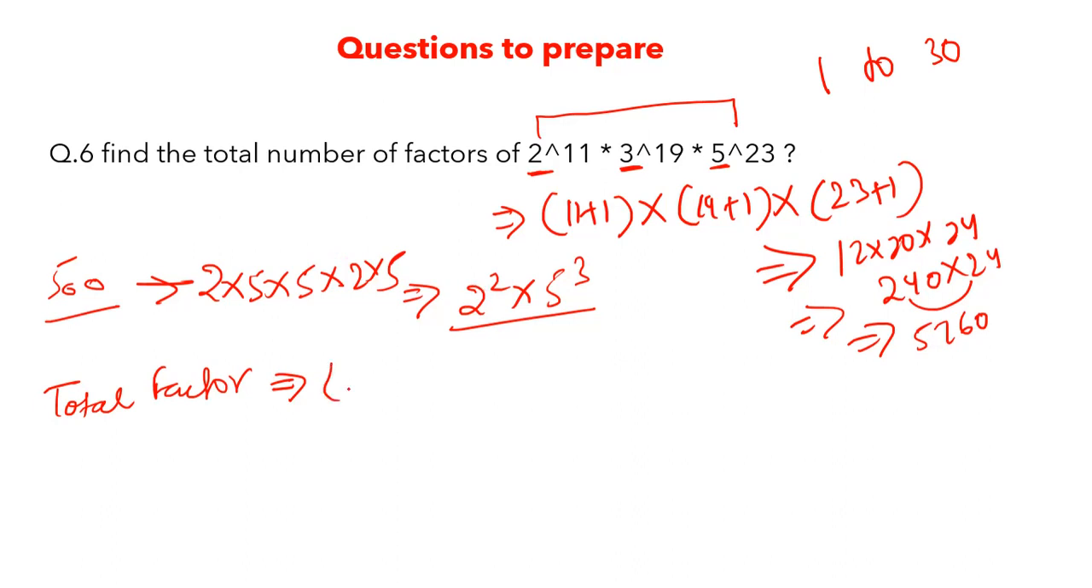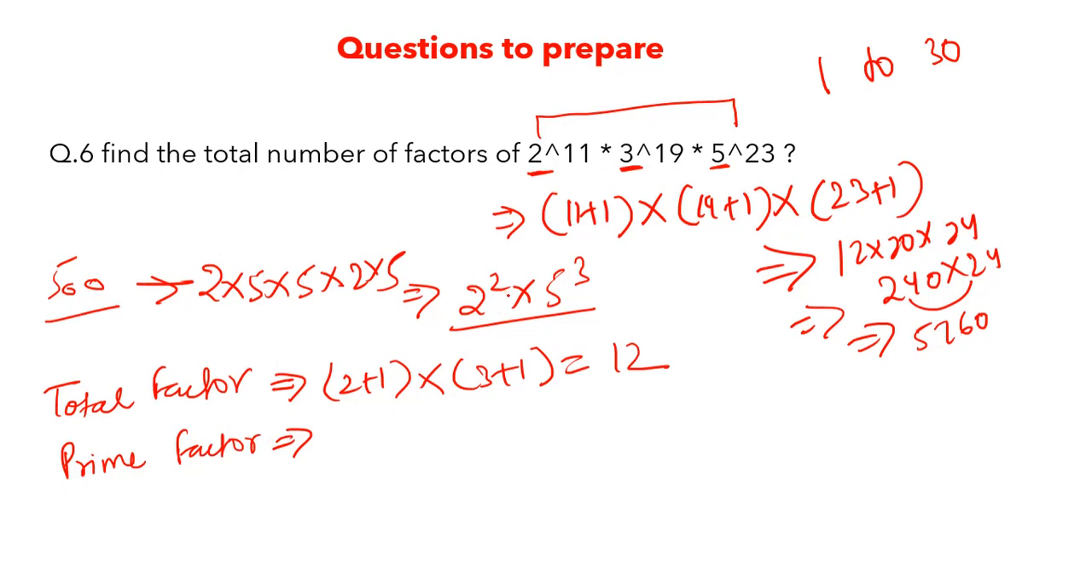So just take the power, add 1 to it. 2 plus 1 into 3 plus 1. Okay, so 2 plus 1, 3 into 4. That is going to be 12. Now I'm asking you the prime factor. Prime factor, determine the prime factor. Just take the power and add them. So 2, what is the power? 2 and 3. So 2 plus 3 equal to 5. So these are prime factors.